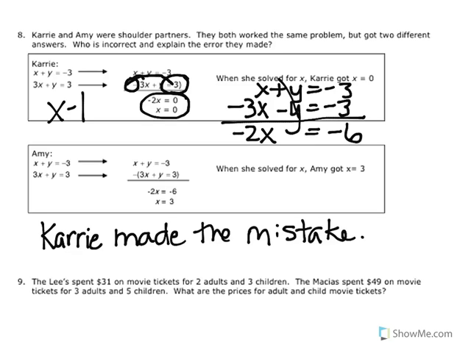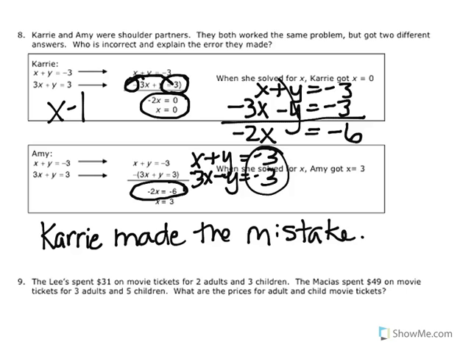And you can see Amy ended up with -2x equals -6. And they're not really showing their work real well here. x plus y equals -3. And again, you're going to end up with negative sign. So -3 minus 3 is -6. So Amy got it right, and Carrie made the mistake.